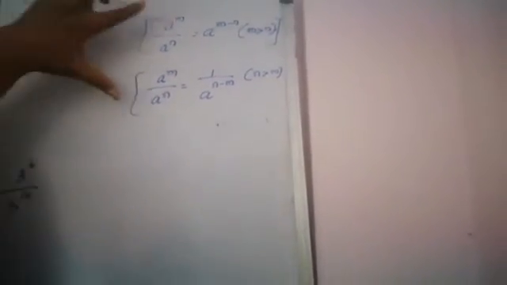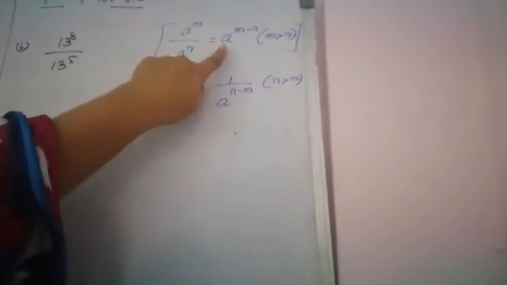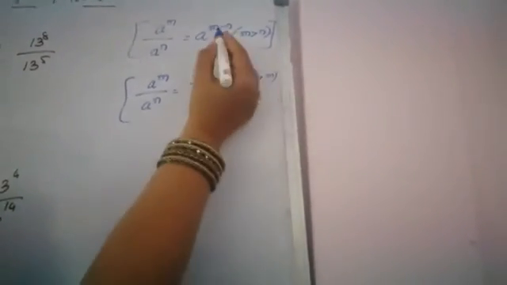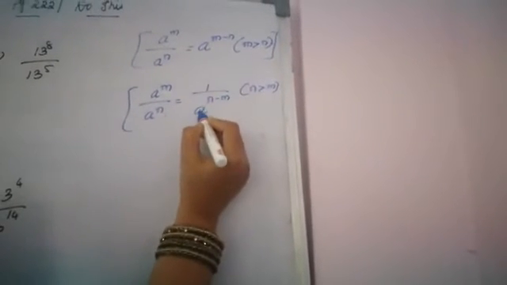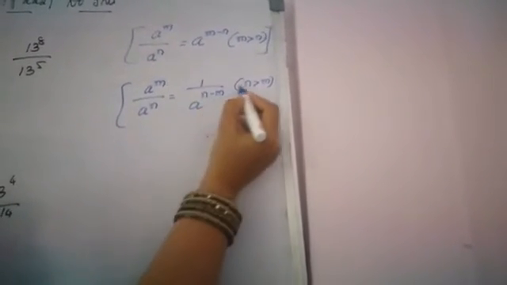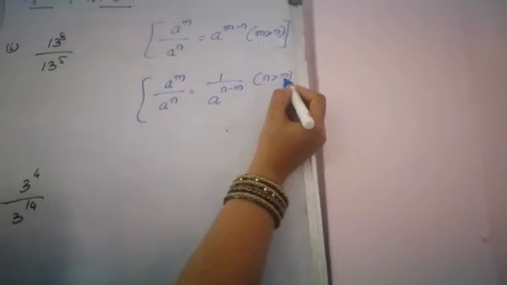Always try to understand these laws, children, very important laws. Same formula: a to the power of m minus n when m is greater than n; 1 by a to the power of n minus m when n is greater than m.